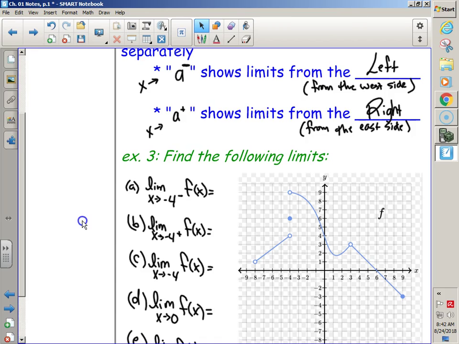There's a hole at (-4, 4). And you can connect those two. There's a point at (-4, 6), a point by himself at (-4, 6). There's a hole at (-4, 9).